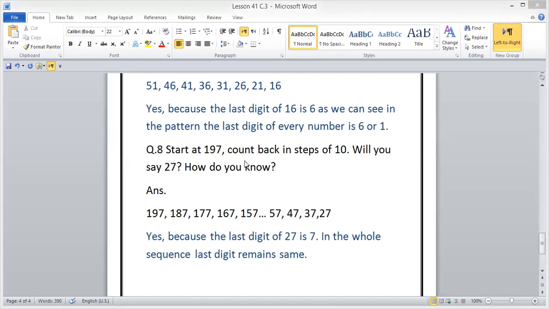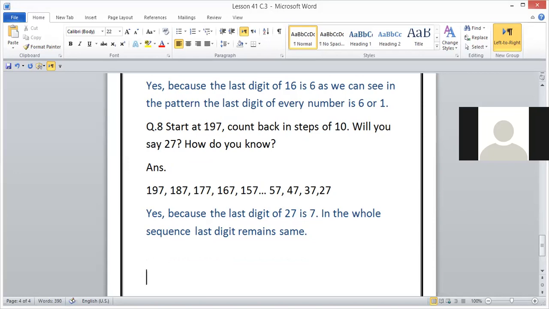Okay, guys, now come to question number 9. Even before moving to question number 9, I would like to add one more question, which will be very similar to question number 8. And this is question number 8B.